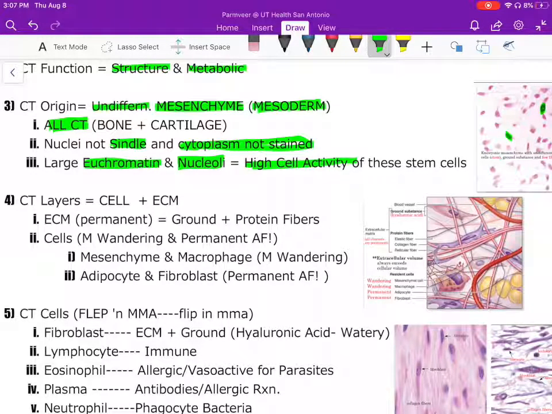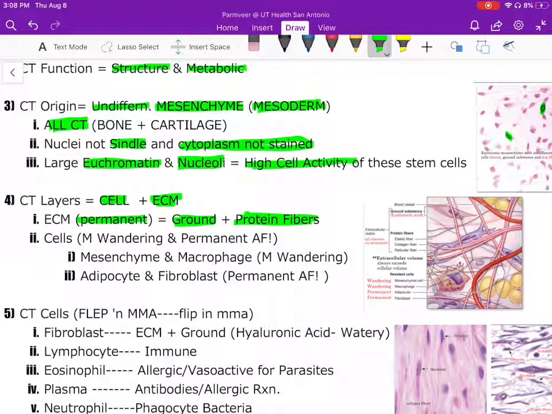Like we said, connective tissue is made up of cells and the extracellular matrix. The extracellular matrix is permanent, meaning it is always there, it always stays. So your ground substance and your protein fibers. So your ground substance, like we said earlier, was the hyaluronic acid, and protein fibers are your elastic, collagen, and reticular fibers. So all these elements are permanent, whereas cells, some are permanent, some are wandering.